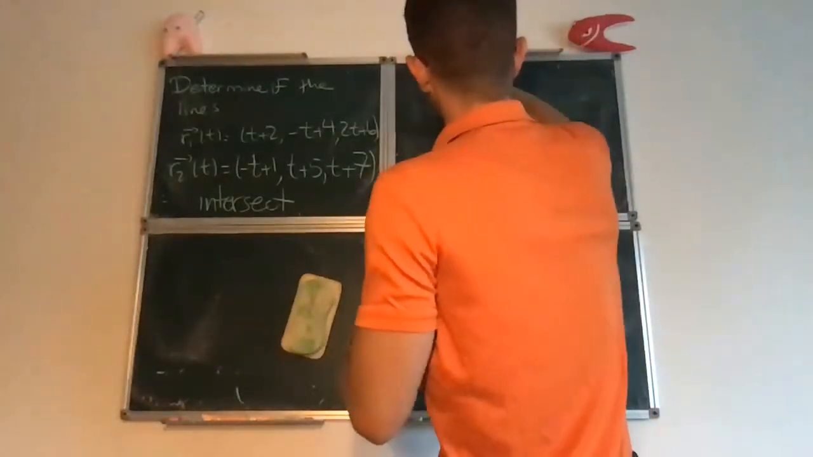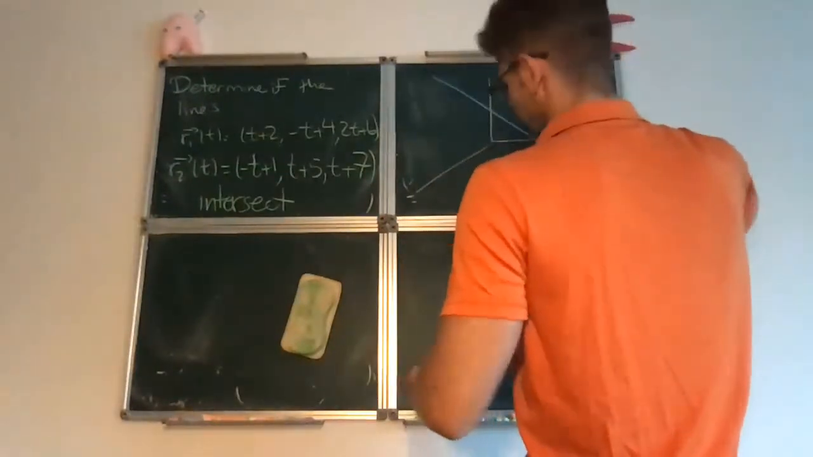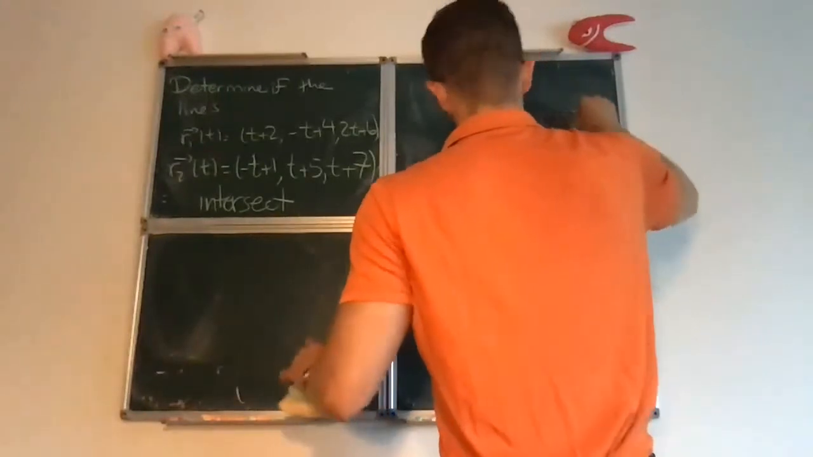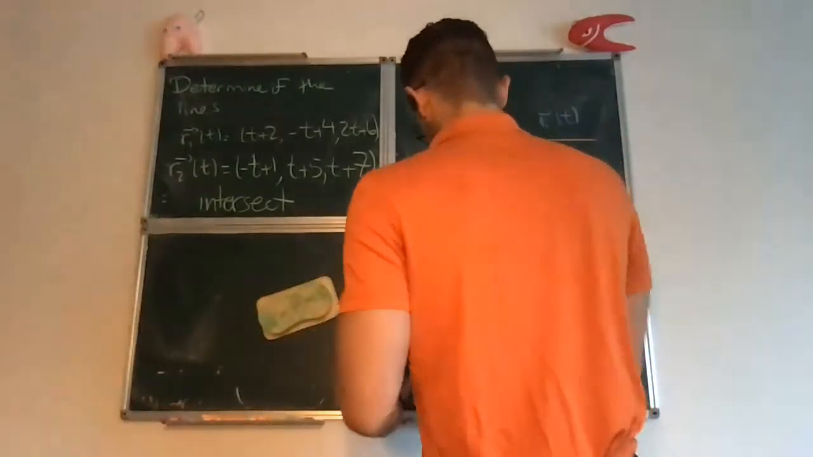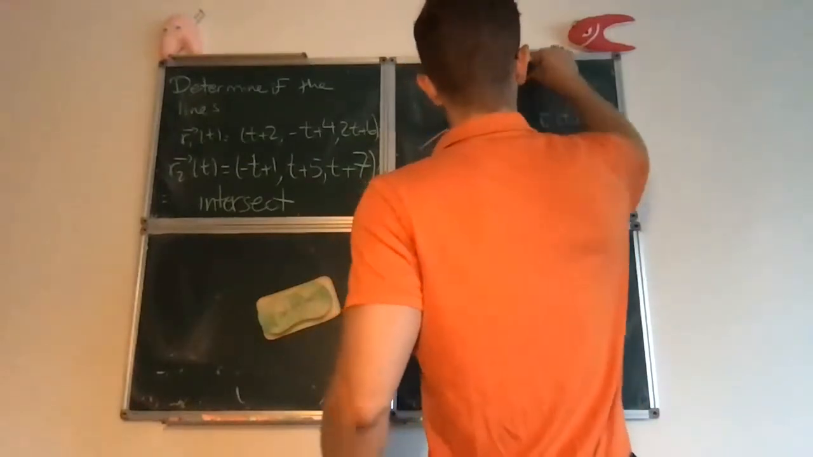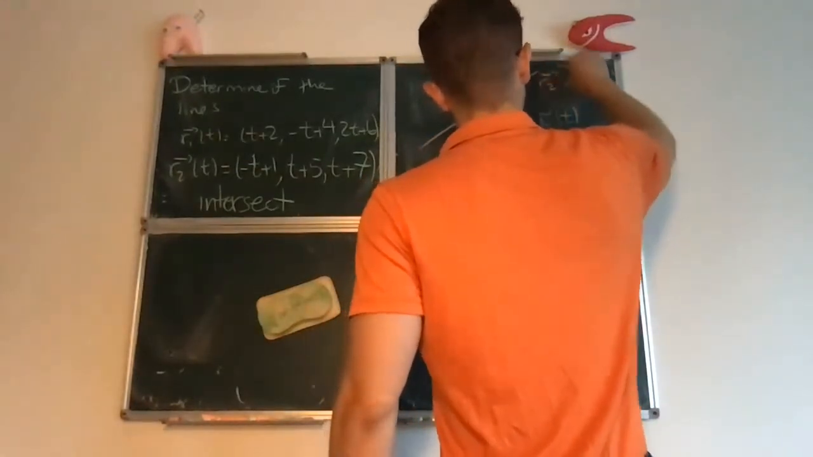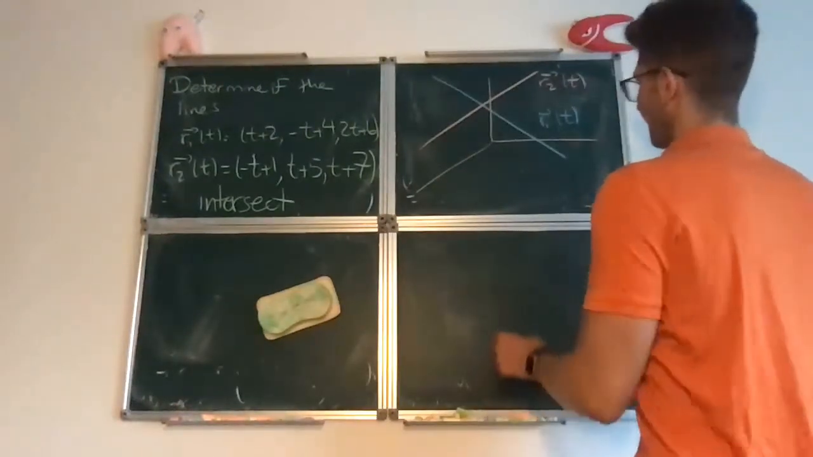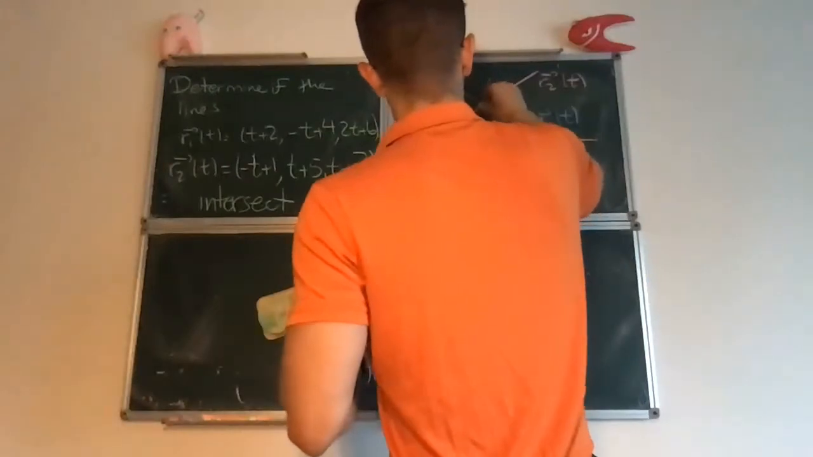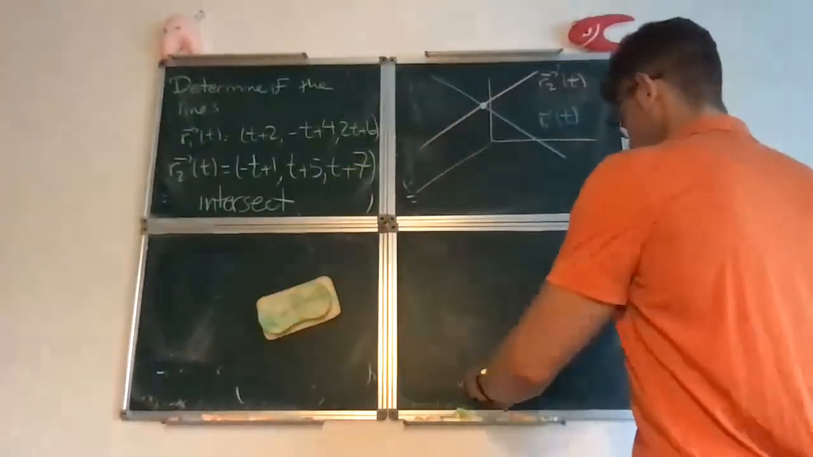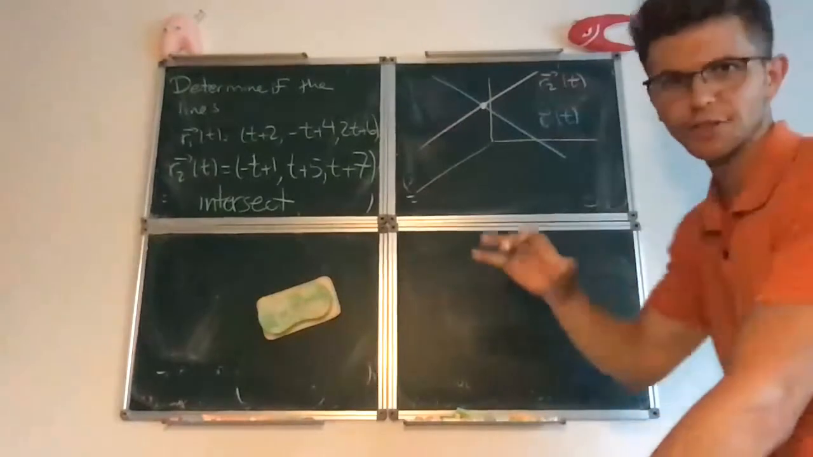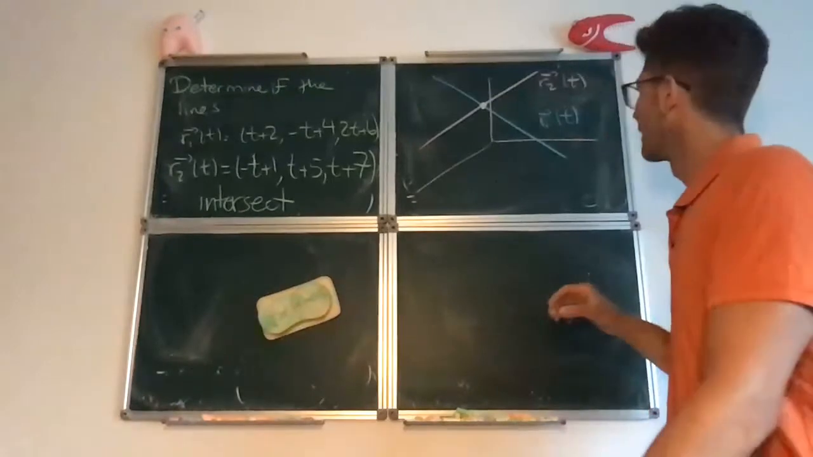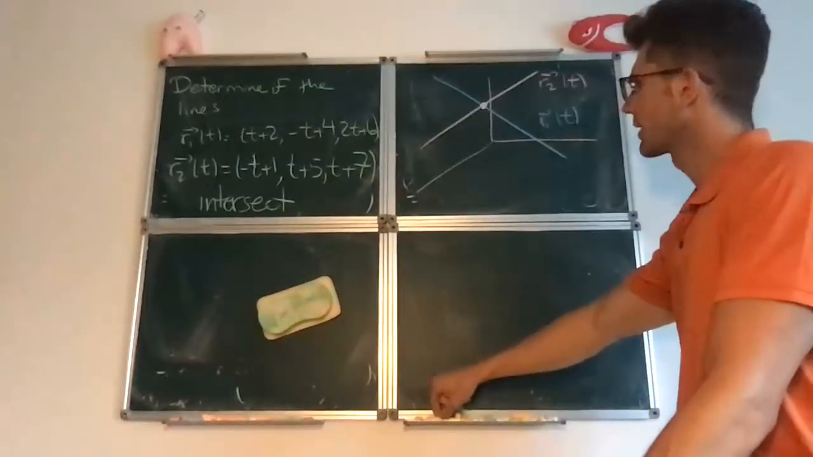here's the first line. Here's the second line. And we want to find this point of intersection. Now, this is actually the only subtle point about this problem. So what can we say about the first line?